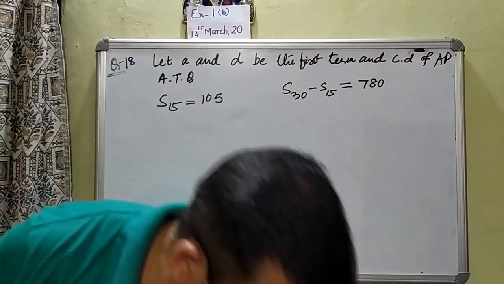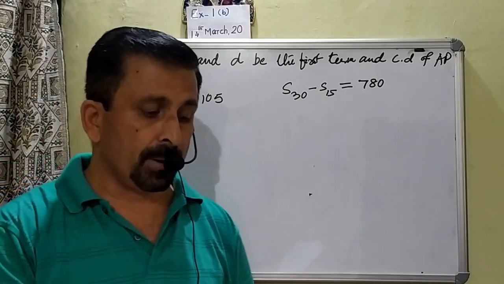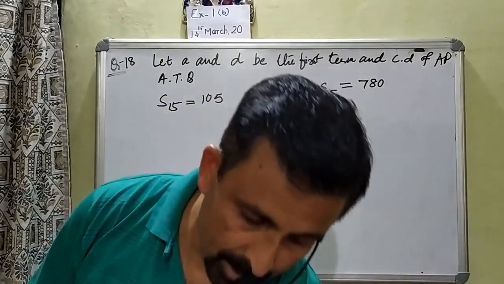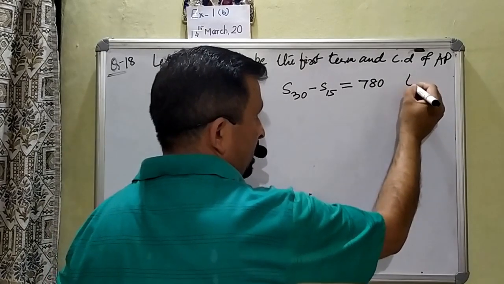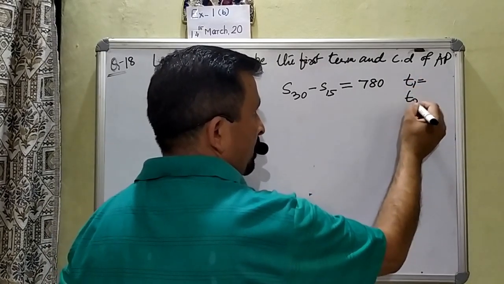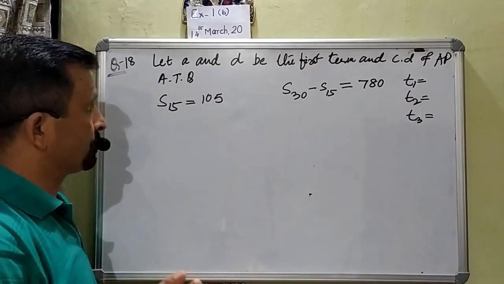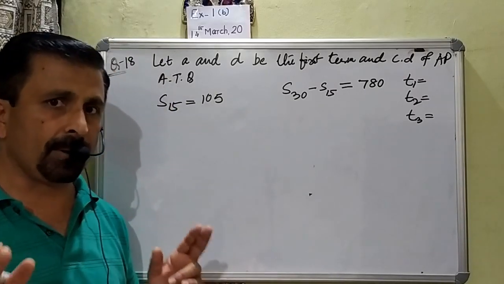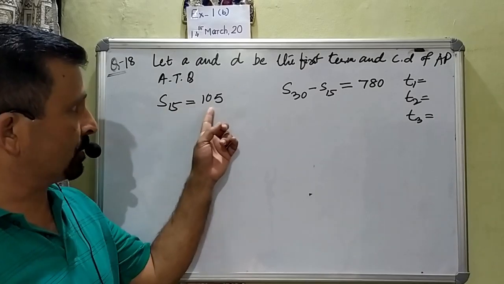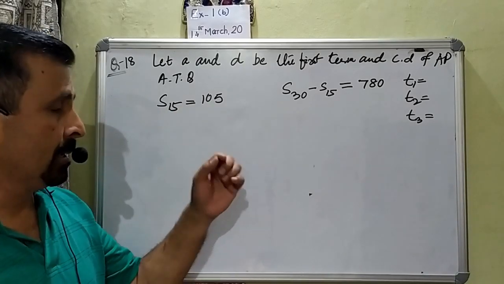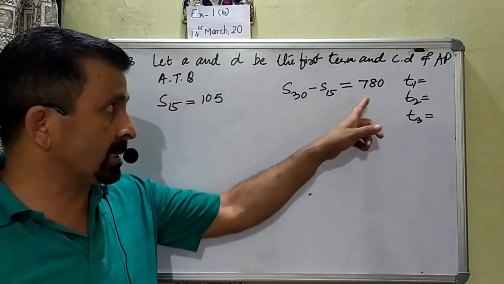With the help of this information, the question is to find the first 3 terms of an AP. That means the question is to find T1, T2 and T3. Once again, the question says that the sum of the first 15 terms is 105, so we wrote it as the sum of 15 terms equal to 105. The next information is that the sum of the next 15 terms is given as equal to 780.